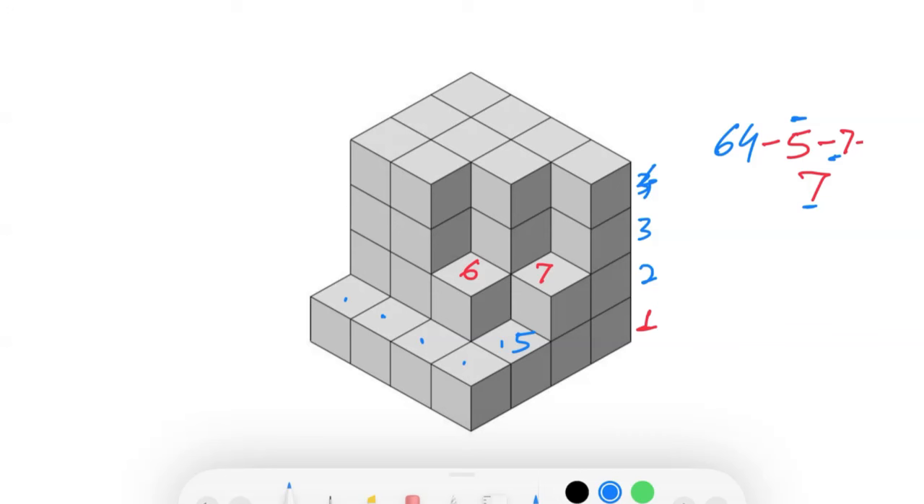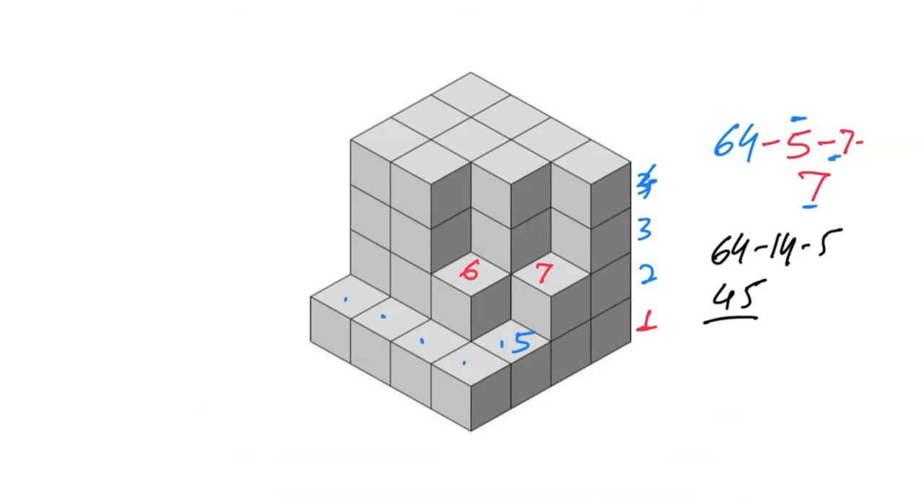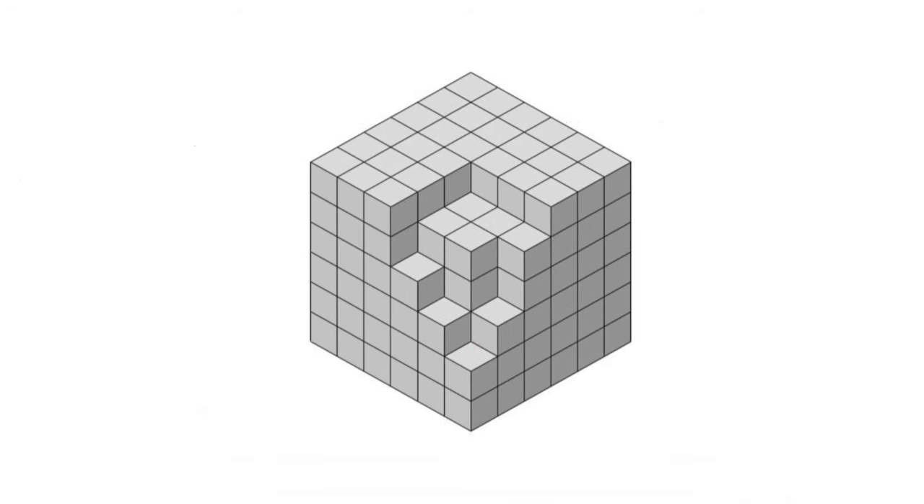Okay, so once you have this, what is our final calculation? So 7, 7, 14. So we are getting 64 minus 14 minus 5. Okay, and eventually this answer is 45. Clear? How easy it is now? Let's move to the next question. Okay, again, a very complicated figure.